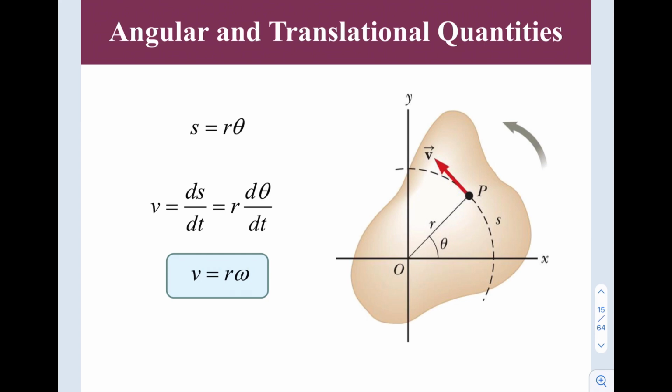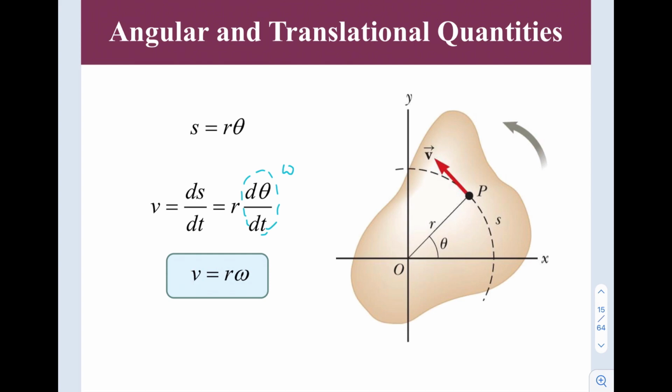Now, let's take a look at angular and translational quantities. Let's recall we have the arc length equal to r theta, right? So v is the rate of change of s. This is equal to r d theta over dt. So what does that mean? d theta over dt is omega, right? So we can have v equal to r omega, a simplified equation.